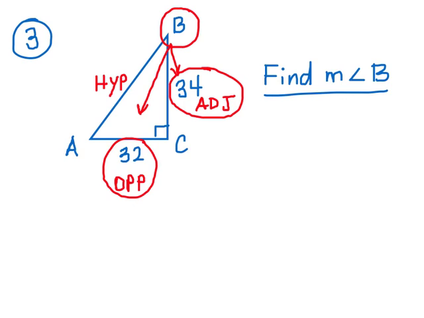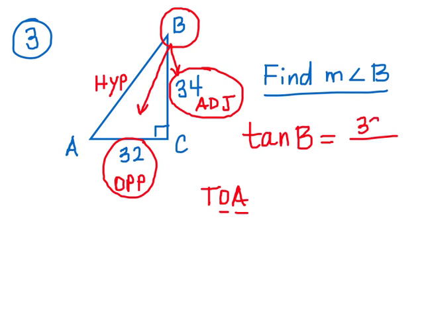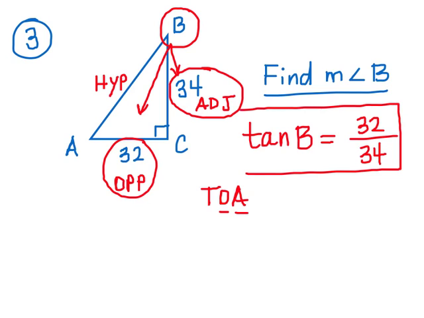So we've got an opposite and an adjacent, and if you think of SOHCAHTOA, TOA is the opposite and adjacent one. So we're talking about tan. Tangent of angle B is opposite over adjacent. So opposite is 32, adjacent is 34, and that's our setup.